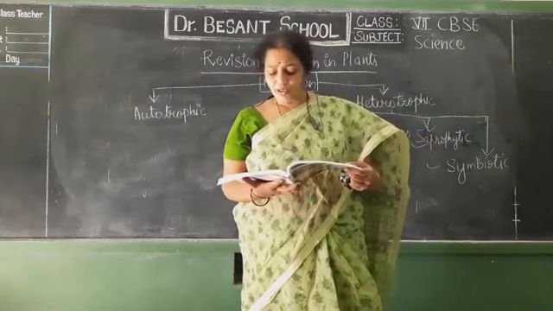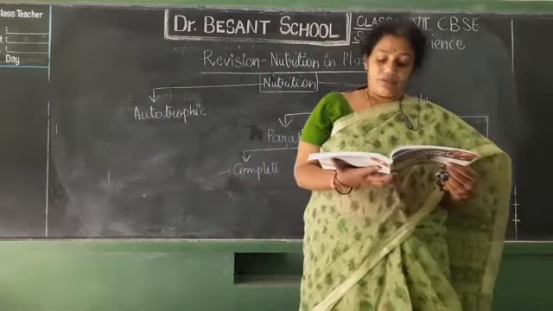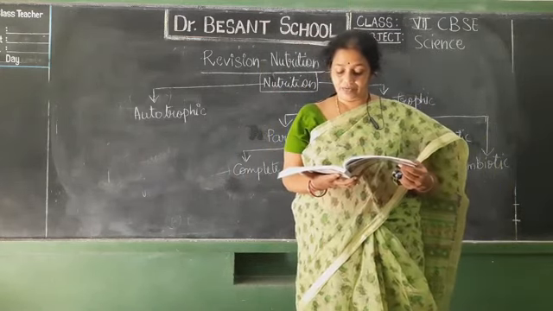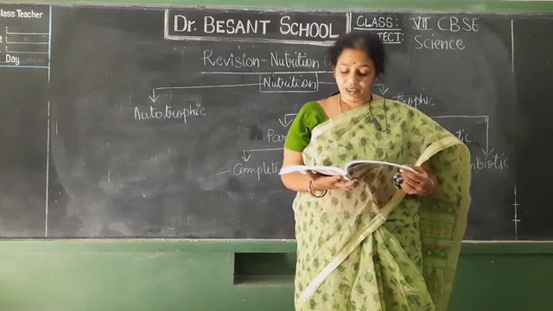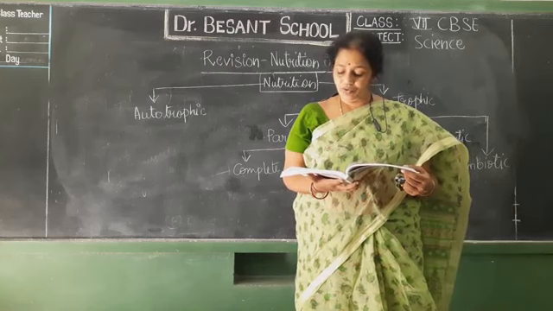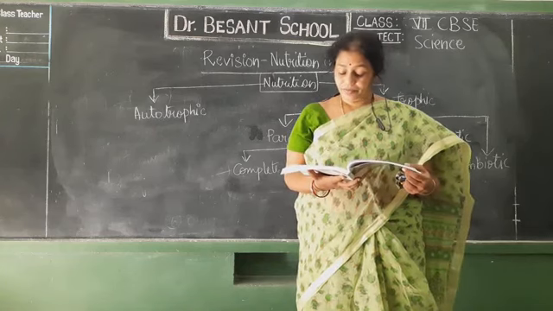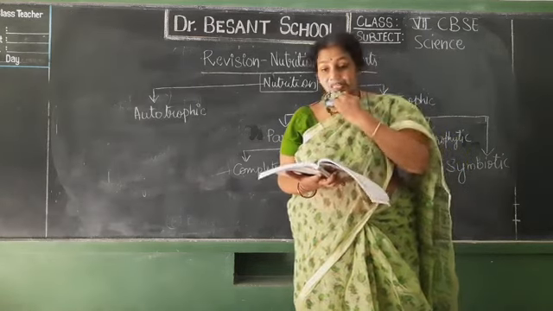Then choose the correct answer. Plants take carbon dioxide from atmosphere mainly through their dash. Through their roots, leaves, stem, flowers. From where they will take? From their leaves. Pitcher plant is a modified stem, leaf, root, flower. Yes? It is a modified leaf. Okay.